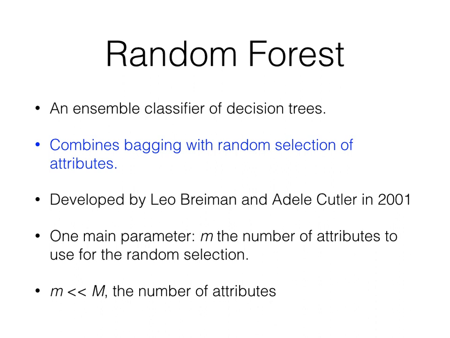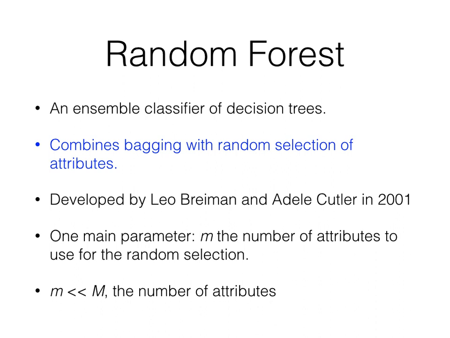Let's look now at another method called random forest. As the name suggests, random forest is an ensemble classifier of decision trees. What do you get when you have a lot of decision trees together? You get a random forest. And the way that they work is by combining bagging, which we've just seen previously, with random selection of attributes.